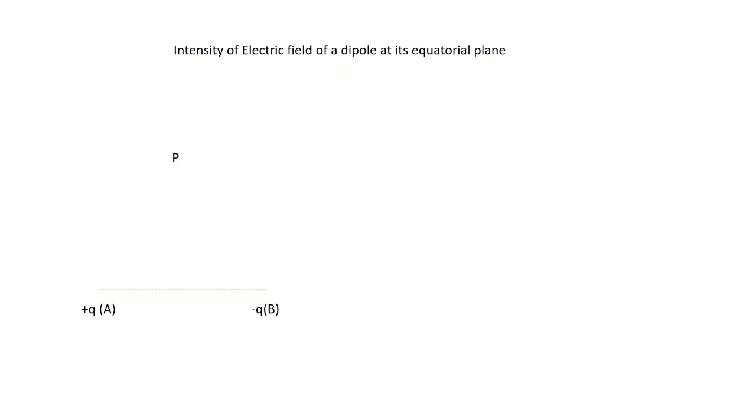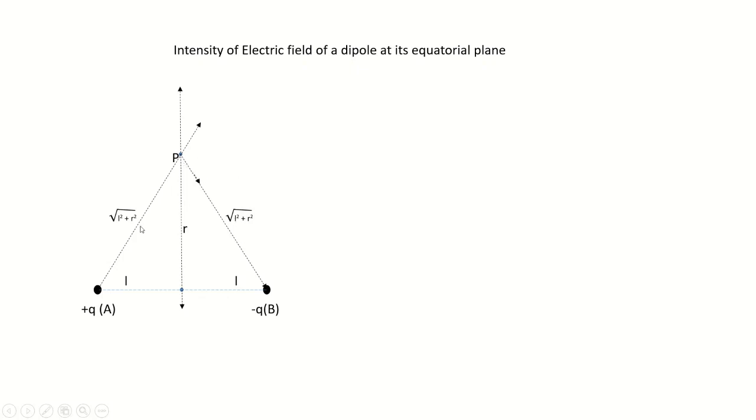So now we are going to obtain the intensity of electric field of a dipole system, but now this will be on its equatorial plane. As you can see here, the point P lies on its equatorial plane, and both plus q and minus q are placed at 2L distance apart. Now the lines joining point P from plus q and minus q are drawn, and using Pythagoras theorem we obtain the distance as root of L square plus r square for both the cases.